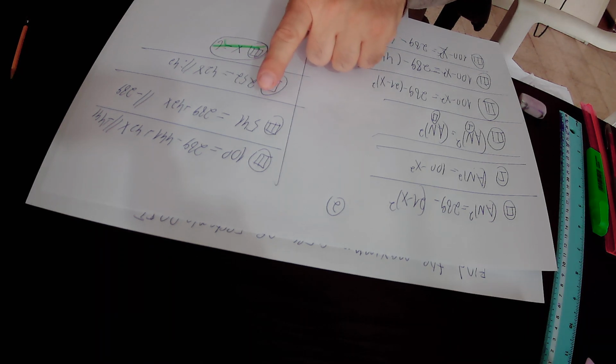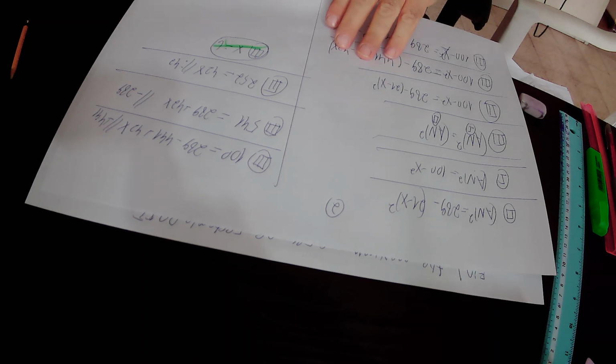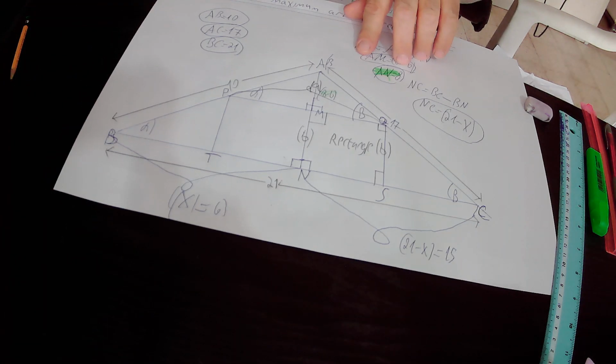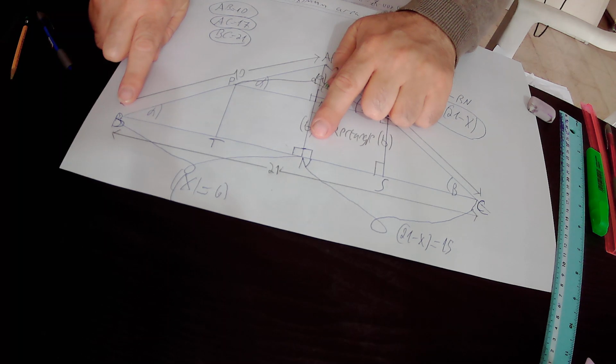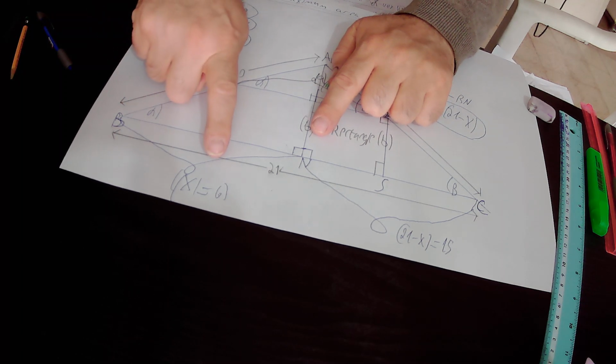So on this side of the equation we are left with only 252, and 252 equals 42X. Here we divided equation 3 by 42, and finally found out that X equals 252 over 42. 252 over 42 is 6. So we found out that X equals 6 units in length. That is to say, the length of this line segment BN is equal to X, which equals 6 units.